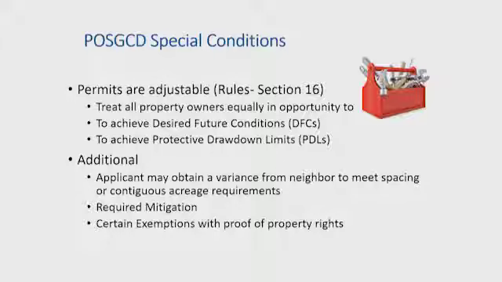We've talked about rule of capture, and the property owners own the right to their water. So how do you allow for production that may affect conditions in the aquifer and then allow for new projects later? All of our permits are adjustable based on that. We used to use the term haircut. If you've been around groundwater a long time, you've heard that term. The existing permit holders would have to allow a reduction to allow for a new permittee to come in. So our permits are adjustable, again, to achieve the desired future conditions and the protective drawdown limits.